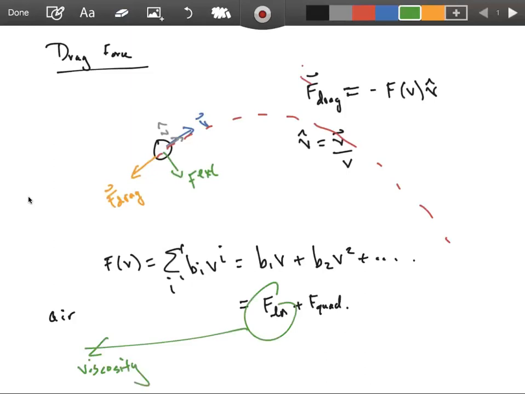And this guy is usually going to be directly proportional to the viscosity of the medium and the linear size of the object itself. So proportional to the viscosity of the medium and the linear size of that.